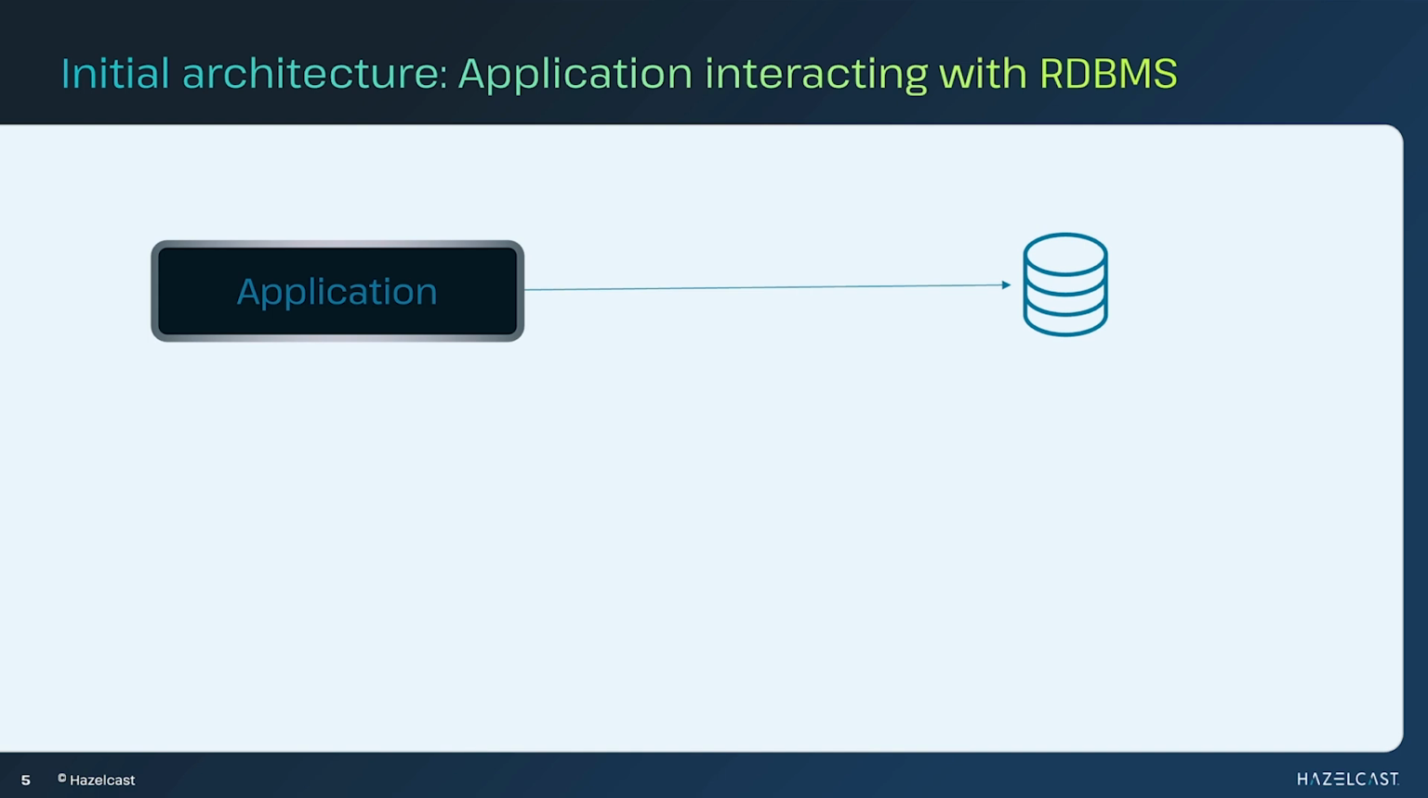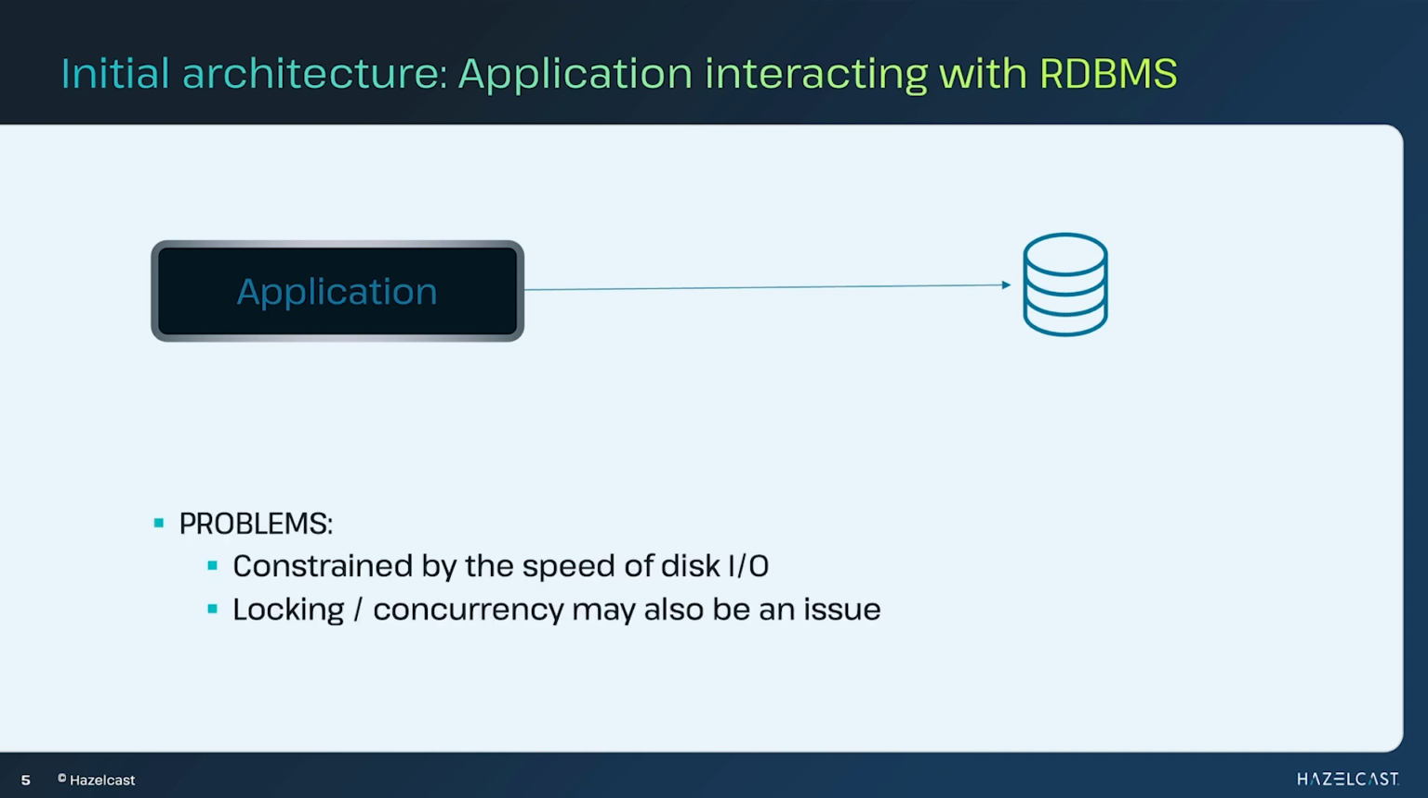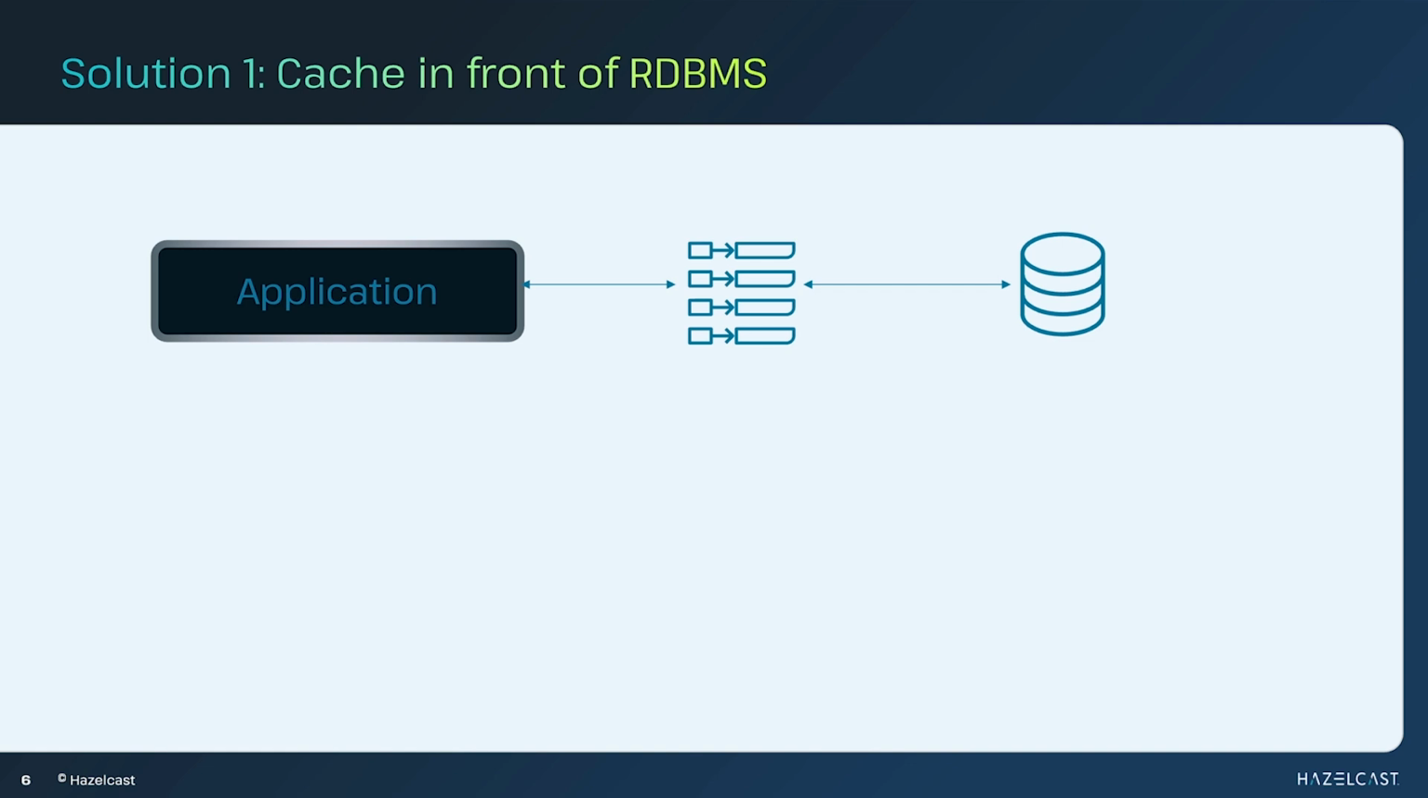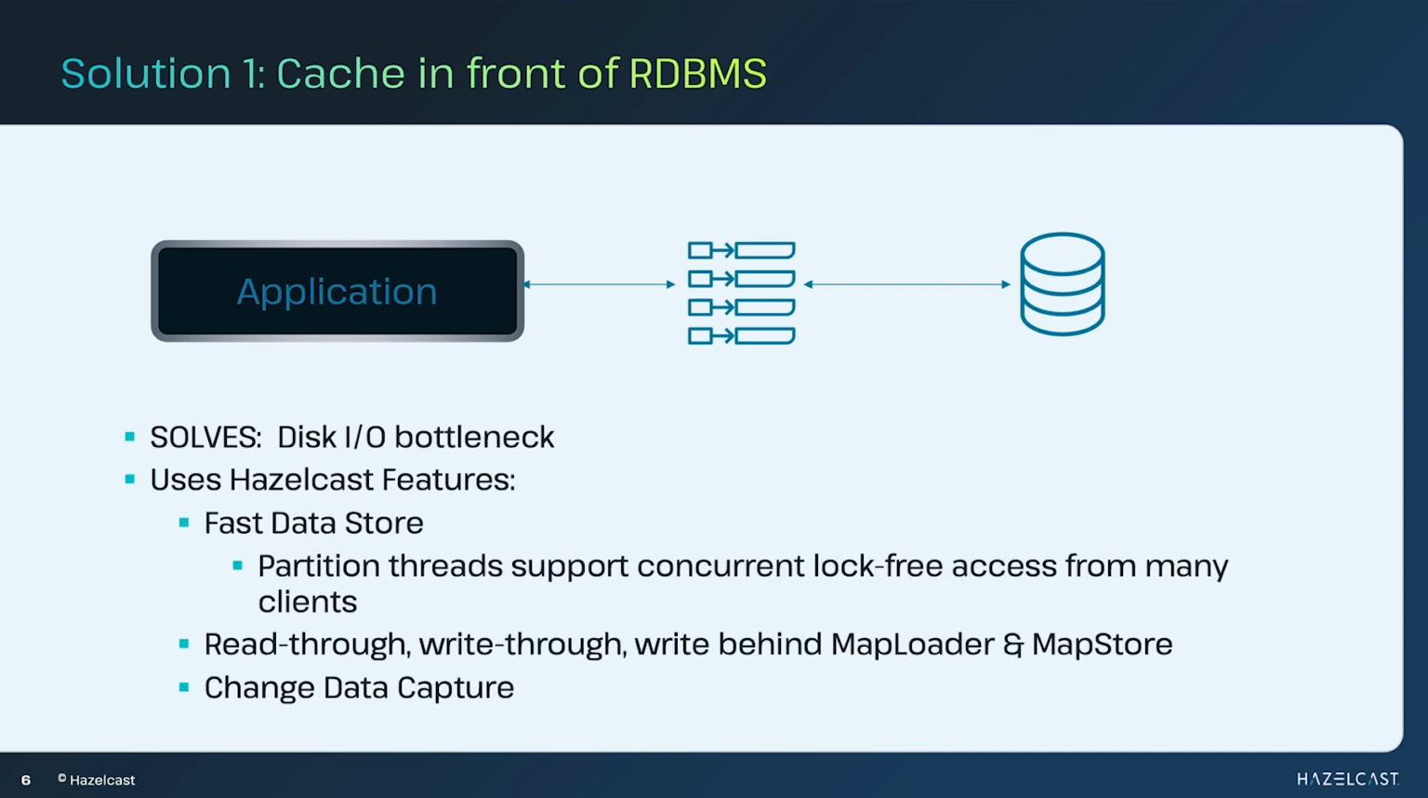So our progression starts with an application that uses a database and it isn't achieving the required level of performance. The issue is usually going to be the speed of disk I/O. Concurrency within the database might be a factor as well. So the solution is to put an in-memory cache in front of that database. This is going to solve the disk I/O bottleneck. The primary feature of Hazelcast we're using here is our fast data store. By storing data in memory rather than on disk, we get much faster access.